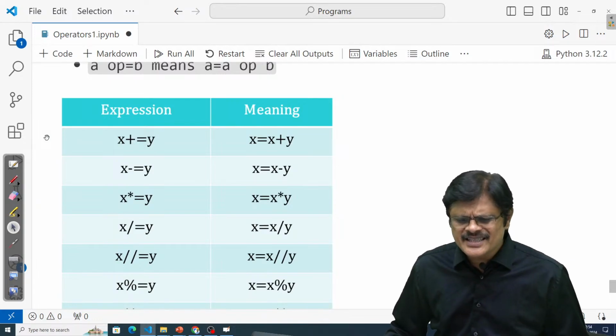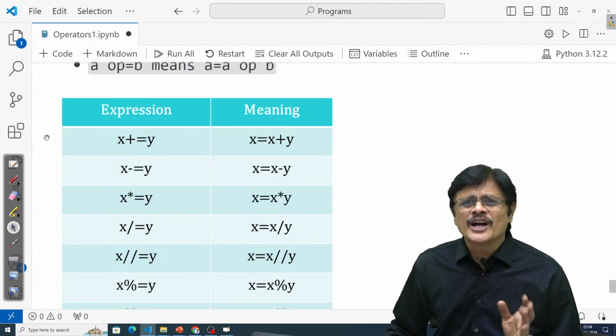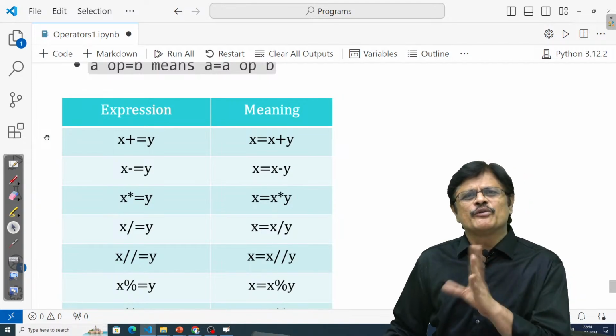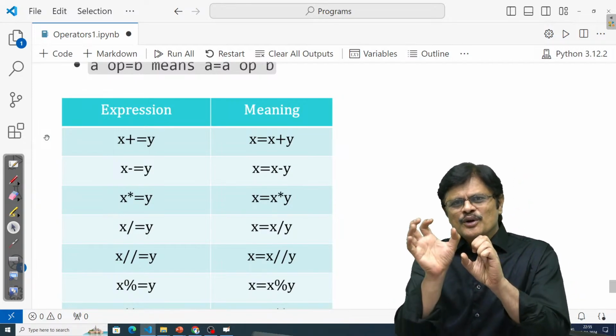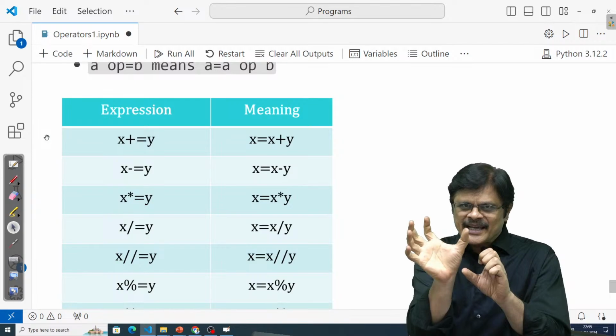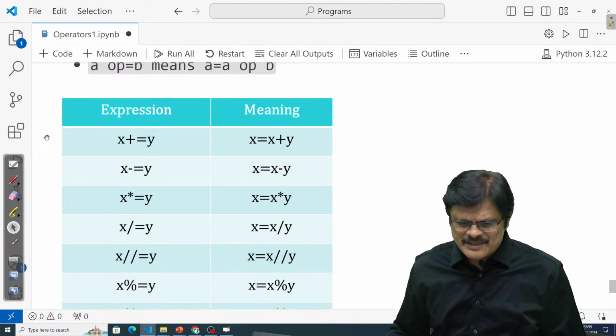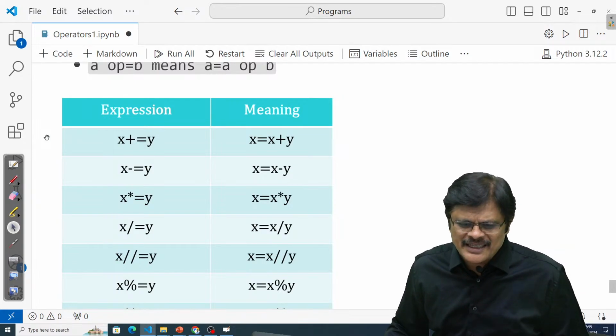xy plus xz is correct, but that is not executed like that. It is executed like x into (y plus z). That is, y plus z is executed as an expression, and that expression is multiplied with x. That is what actually happens. It won't be executed like that.